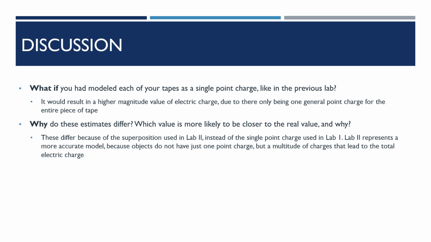So these differ because of the superposition used in lab 2 instead of the single point charge used in lab 1. I think lab 2 represents a more accurate model because objects in the real world are not just one point charge. There are a multitude of charges that lead to a total electric charge. So having multiple point charges modeled on the tape is a more accurate model, because an actual piece of tape is not going to have just one point charge, but lots and lots of point charges and lots of electric charges and electric fields coming out of that tape.